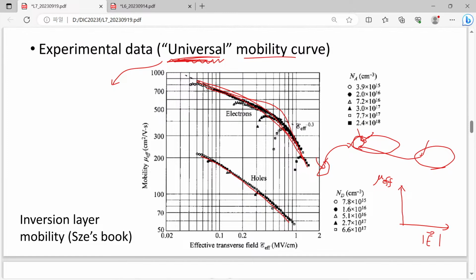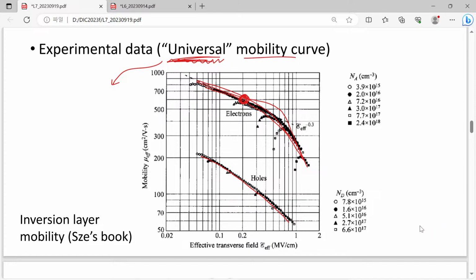So if your device shows, for example, this number for your atmosphere, it means that you have something to do further to improve your performance. But if your device is showing this number, then there is no further way to improve. You are doing quite well and are quite close to the limit of human capability. So this is the universal mobility curve. This course is not for device physics, but for circuit designers.